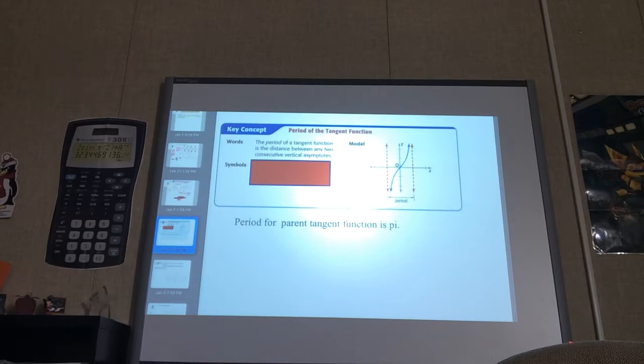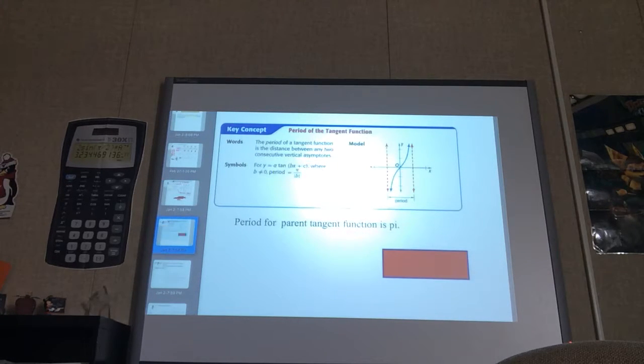The period for a tangent function is pi, not 2 pi. So when we go to figure it out, again, just take that bx term, but this time don't set it equal to 2 pi, set it equal to pi, and divide by b.